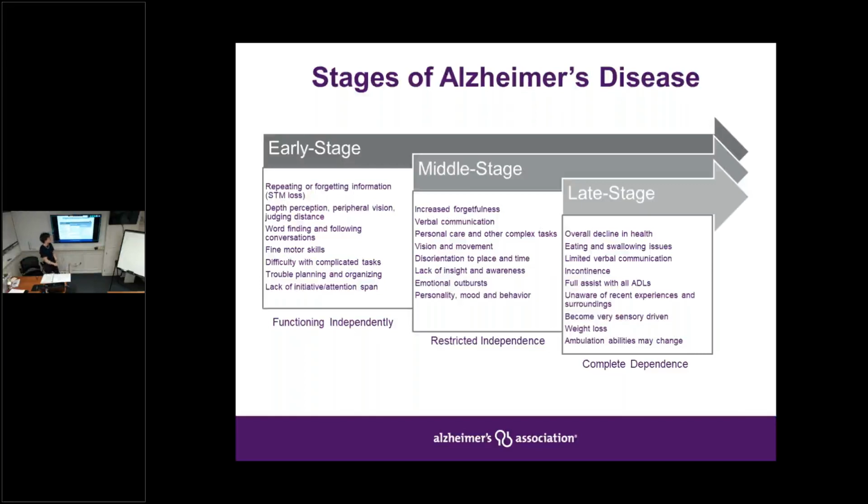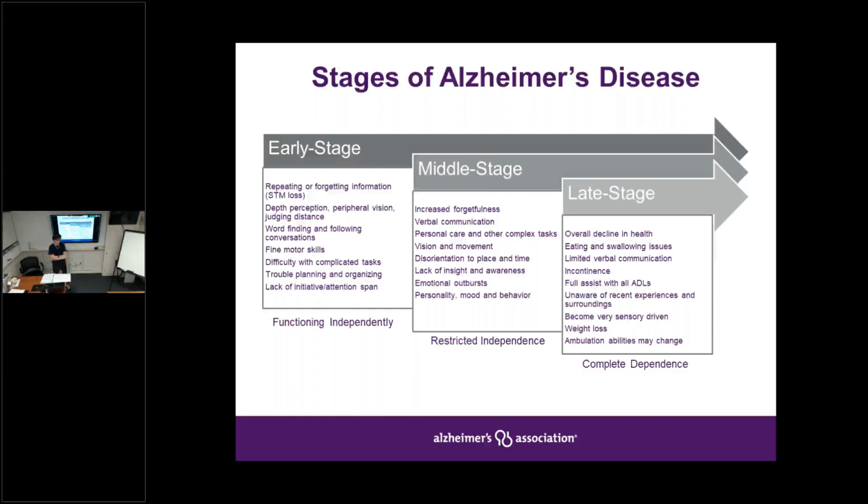Personal care and other complex tasks are getting affected. So we may see someone who's wearing the same clothes over and over, maybe avoiding showering. That's a very complex task. It can feel threatening, so we see avoidance of that. Vision and movement are definitely becoming more impaired. We see a change in comfort moving around unfamiliar places, and maybe even beginning to see some shuffling of feet. There's a disorientation to place and time.